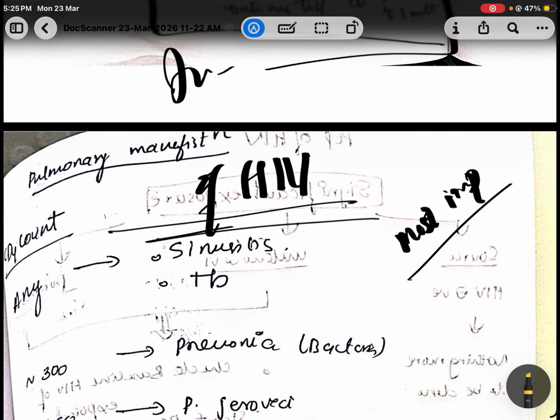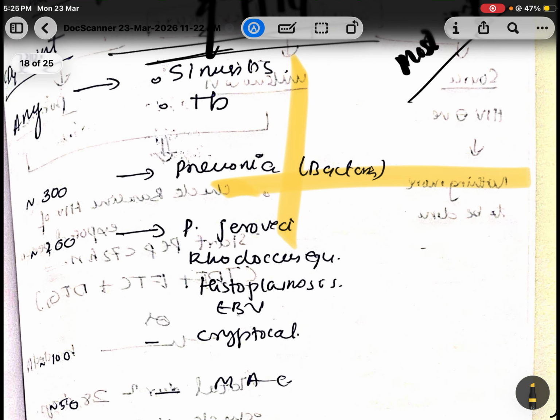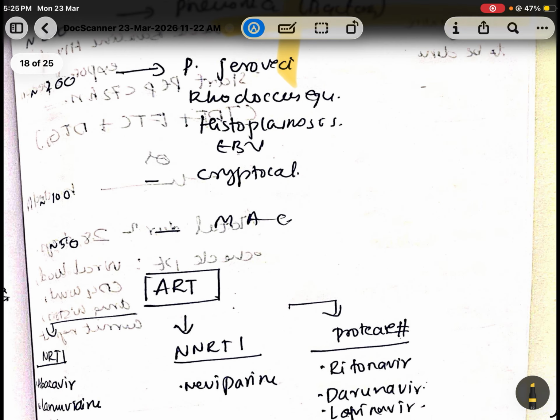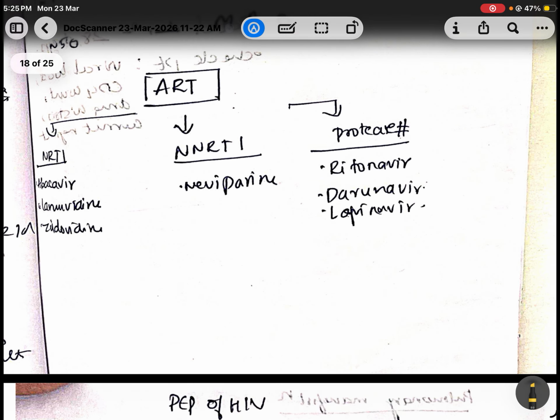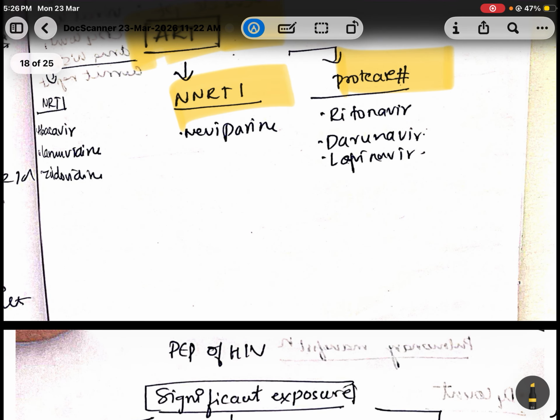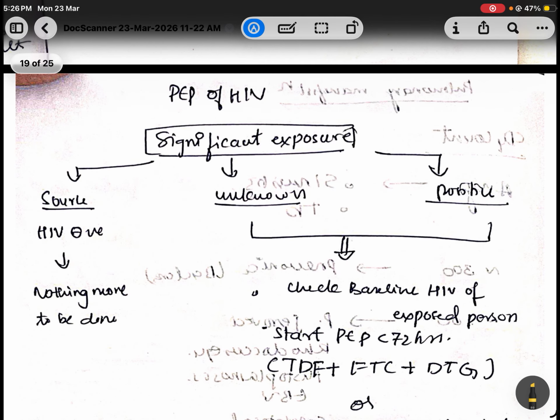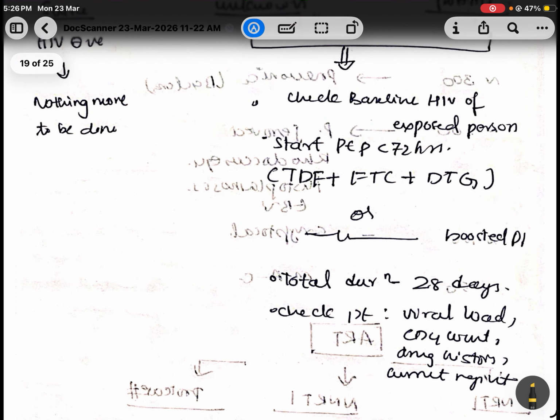Again, I recommend you draw a graph, write the CD4 count, and then place the diseases which come at each level. And again, ART in and out, especially the pharmacology part of ART, is being asked. I've placed only three things so that you can remember it. Then PEP of HIV, that is post-exposure prophylaxis of HIV, is super important. You should know how to deal with it also.